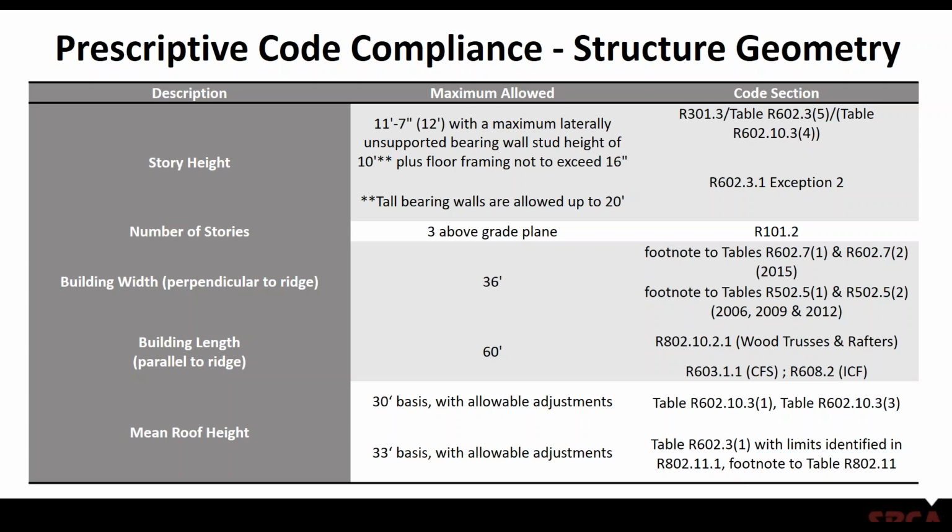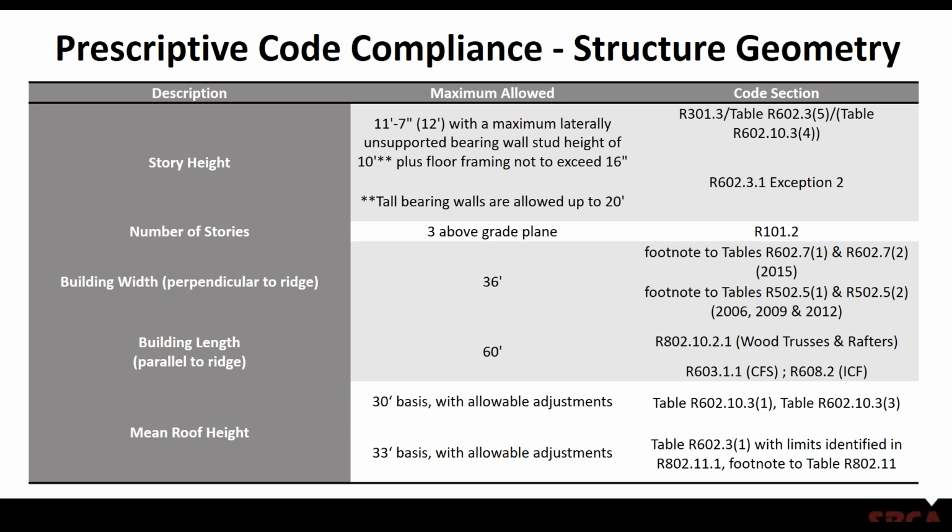Now I've got a couple asterisks on that because in very limited applications, there are prescriptive provisions that allow you to go up to bearing walls up to 20 feet. And again, this is using sawn lumber. The maximum number of stories would be 3 stories above the grade plane. Building width perpendicular to the ridge typically is limited to 36 feet. Building length parallel to the ridge, depending upon what type of product you're looking at, sometimes it's clear, sometimes it isn't, but basically it's 60 feet.